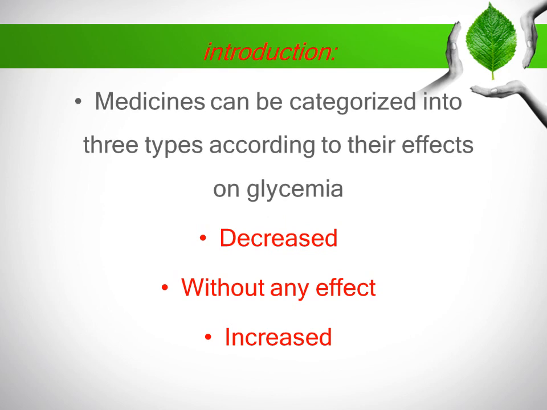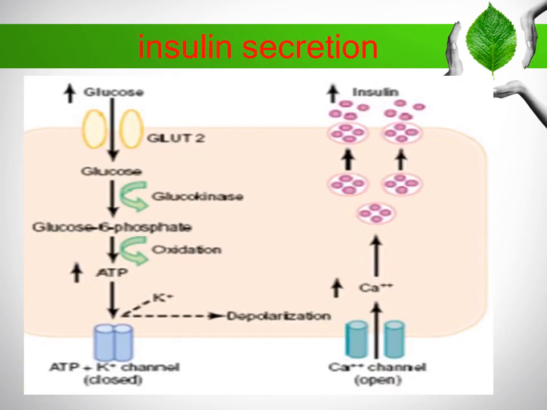These medicines can be categorized into three types according to their effects on glycemia. We have some medicines that decrease glycemia, others that increase glycemia, and a third kind without any effects on glycemia. But first of all, we have to know the insulin secretion mechanism.